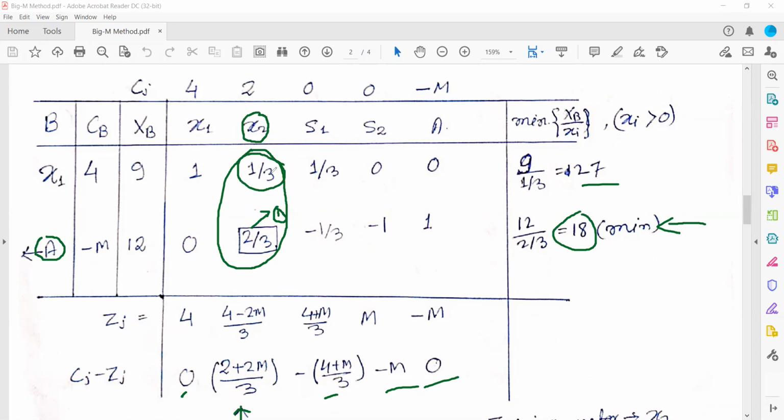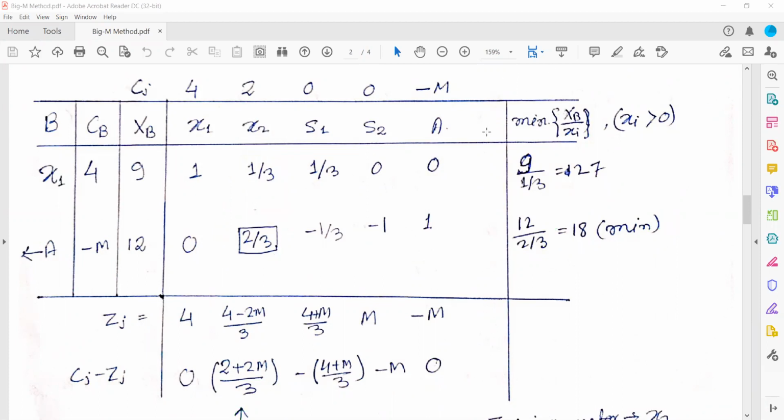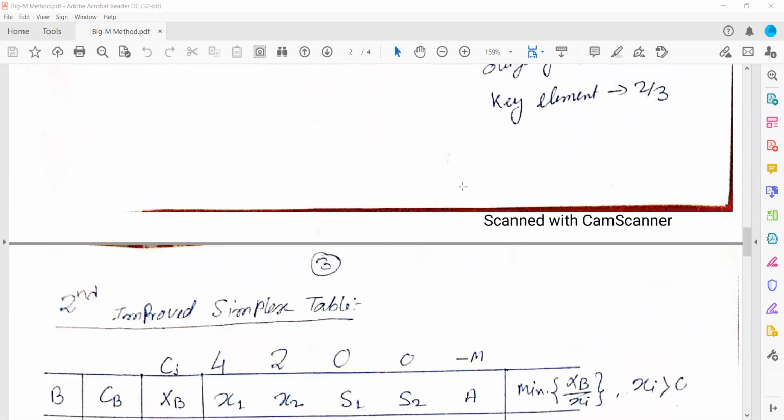And then what? Above this key element, whatever the element is there, you need to make it 0. Or whatever the element below this key element, you need to make it 0. So below this, there is no element. Above, there is one element, non-zero. So you need to make it 0. Okay? So that thing has been done in the next simplified simplex table.